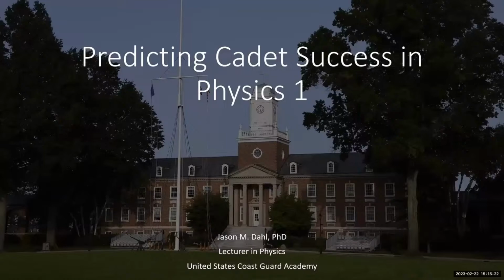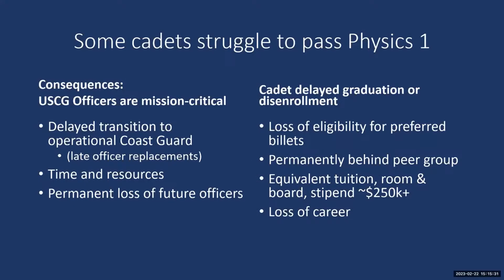As you just heard, I teach physics at the United States Coast Guard Academy. And while the Academy recruits high-achieving students from across the nation and around the globe, every year we have cadets that struggle to pass Physics 1. This is a problem because it can delay their graduation, which delays their transition into the operational Coast Guard, costing us all time and resources. But it can also result in disenrollment if things are bad enough. And that can cost the cadet themselves basically a $250,000 education and the loss of their career.